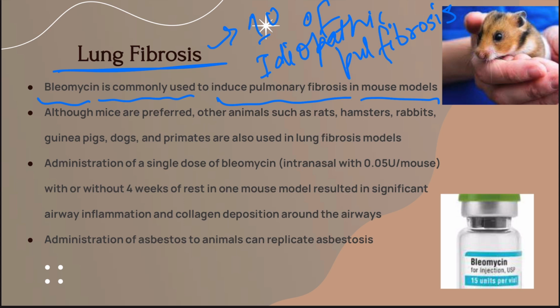And for studying lung fibrosis, although mice are preferred, we can use other animals also, like rats, then we have hamsters, as you can see in this image, then we have rabbits, guinea pigs, dogs, and primates are also used in studying lung fibrosis.